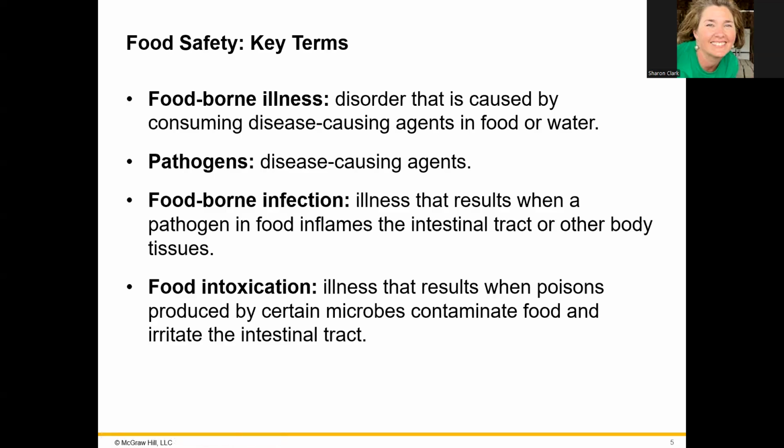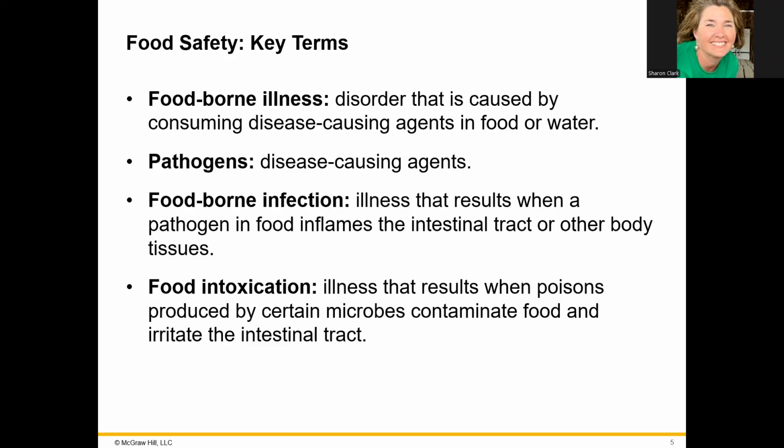Okay, so remember, pathogens can be bacteria, they can be viruses, they can be fungi, they can be prions, they can be protozoans. Okay, the patho meaning disease, gen meaning to create. So it's whatever agent is causing the illness, which leads to the foodborne infection. Foodborne infection is the pathogen when it gets into the body. It's the illness that results from that.